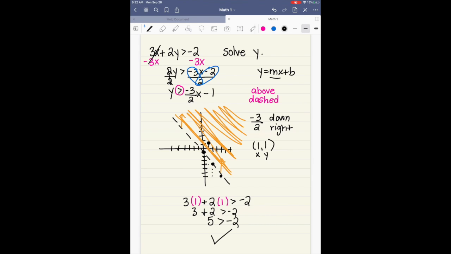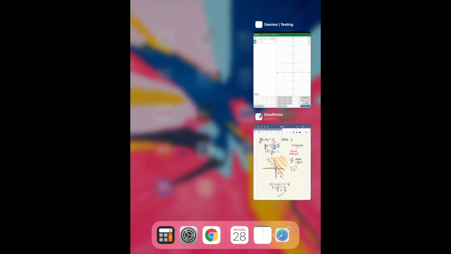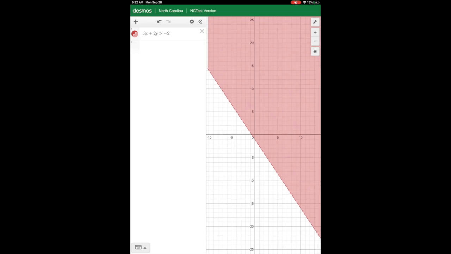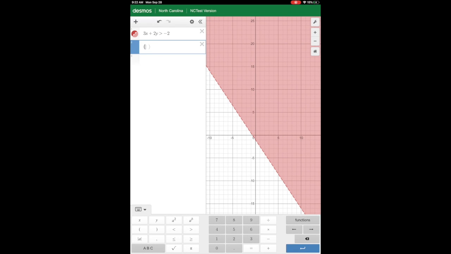All right, so let's look at it in Desmos and let's see if we actually graph this correctly. So in Desmos, I can type 3x plus 2y is greater than negative 2. And I should be able to see that I do have that dashed line, and I do have it shaded above. And you can always check a point. So the point 1, 1 was in that region, in that shaded area.